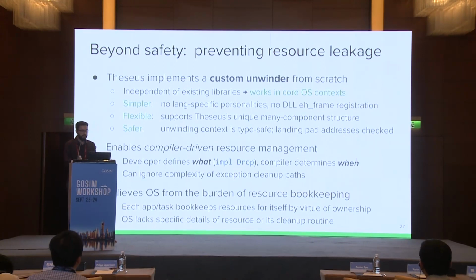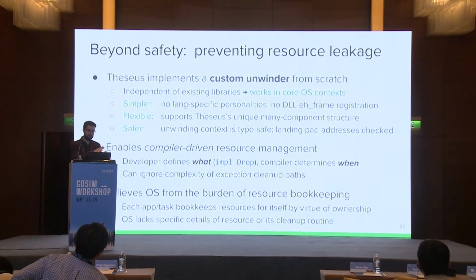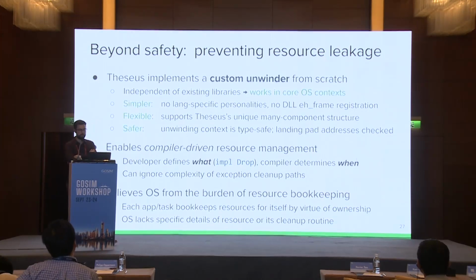There is something else that I like to promote about how Theseus works. It is not strictly unsafe to leak a resource in Rust, right? And I think that that's a key point. It makes reasoning about a lot of things much simpler. But it's bad, right? From an OS standpoint, it's bad to leak resources. So we want to prevent that. The way that we do that is by implementing a custom unwinder. So I took like a month or so to implement a DWARF-compatible unwinder from scratch, DWARF being ELF's unwinding information format.